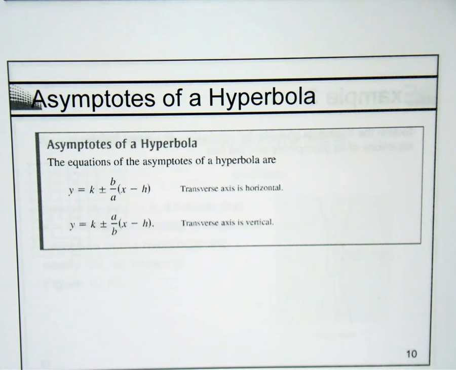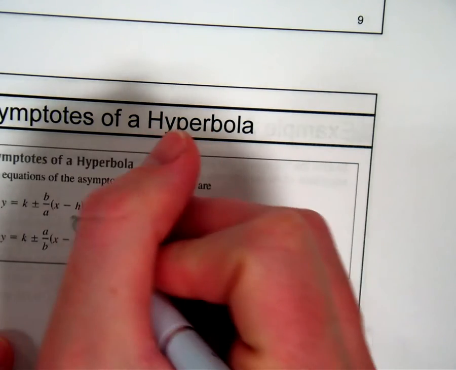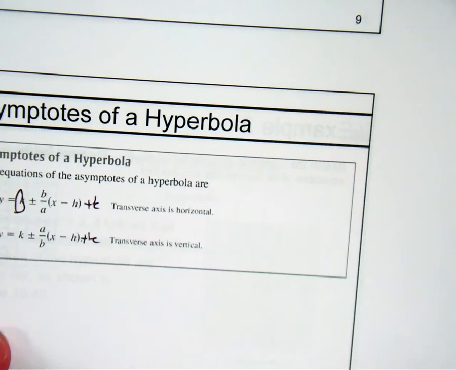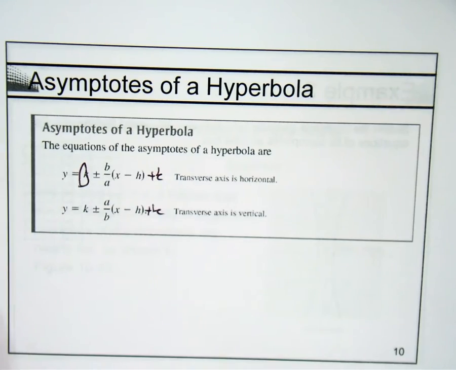The equations for the asymptotes. Y equals k plus or minus b over a times x minus h if it's horizontal, and y equals k plus or minus a over b times x minus h if it's vertical. Okay, so a couple things here. I moved the k to the back, so it's more like slope-intercept form or point-slope form. I'm going to put that k in the back.